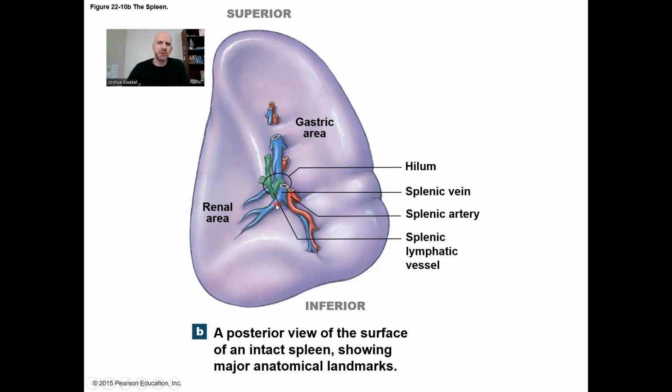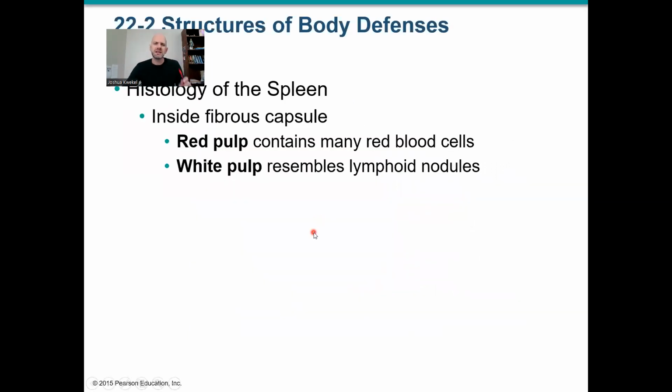The hilum is where all the important tubes are entering into the spleen, like the lymphatic vessels and the blood vessels. Okay, let's keep going. Inside the spleen, histologically, we have two types of tissue, the red pulp and the white pulp. And as you might imagine, the red pulp is where we're processing red blood cells. Okay, that's the red blood cell graveyard, as we talked about.